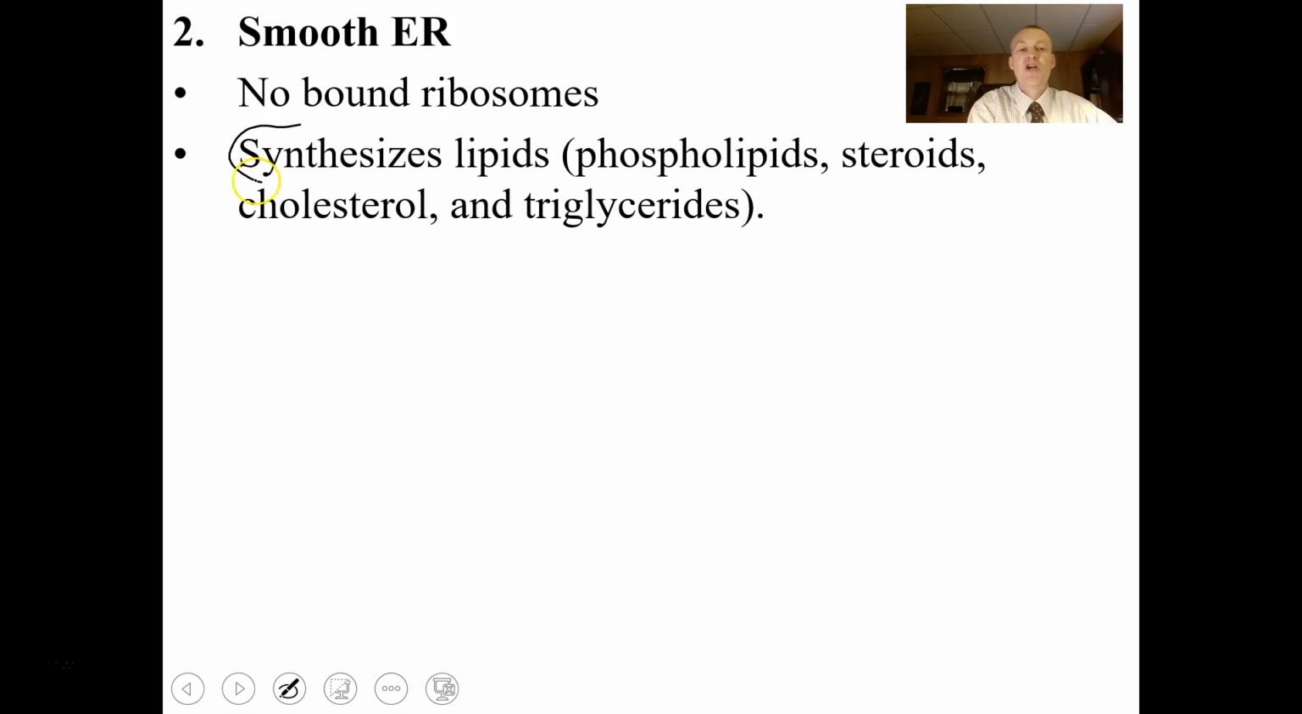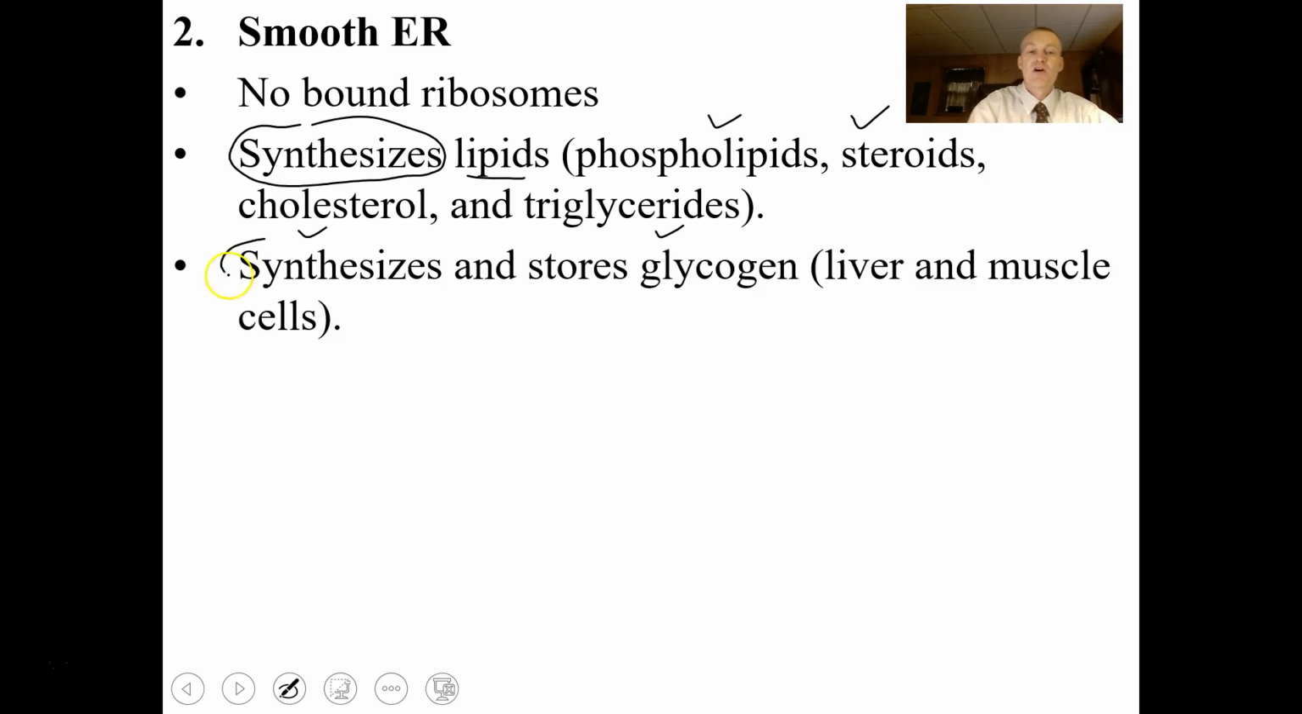One of the jobs is to synthesize various kinds of lipids. They synthesize phospholipids, which can make more cell membrane. They synthesize things like steroids, which would be like testosterone, estrogen, and cortisol. They do make cholesterol, which is the building block of steroid and steroid-derived products. And they do make triglycerides, okay, which are your monoglycerides, diglycerides, and triglycerides. They also synthesize, that is, they make and they store glycogen.